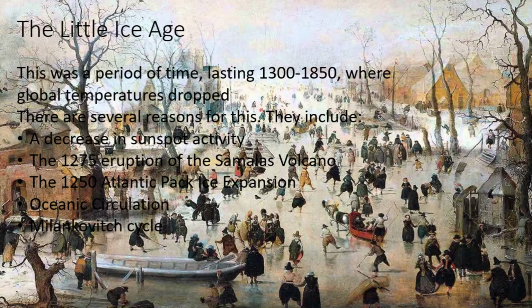The case study is the period of time known as the Little Ice Age, which was 1300 to 1850. The global temperatures dropped, and there were a bunch of reasons. It includes the decrease in sunspot activity, the 1275 eruption of the Samalas volcano, the 1250 Atlantic pack ice expansion, oceanic circulation, and the Milankovitch cycle. In the background, you've got a picture of one of the frost fairs they used to have on the Thames during winter, where the whole Thames would freeze over and be strong enough that people could walk on it. In fact, it was recorded that elephants could walk on the ice, it was so thick.